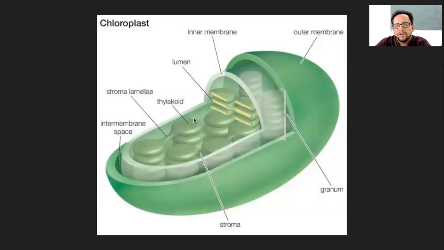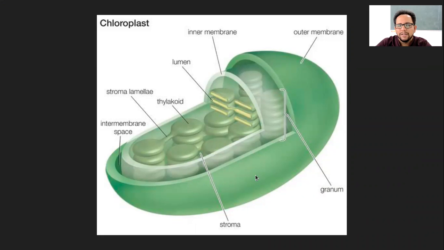of a disc-like structure which we call thylakoids individually, and the whole of the stack, like it is shown here, is called a granum, or the plural is grana. Within this thylakoid structure there is a lumen, which is the internal portion of the thylakoid. So there is thylakoid membrane and thylakoid lumen, and the lumen is the one which will have different proteins and so on. On the other hand, the stroma, which is outside the thylakoid, will have different enzymes and so on.